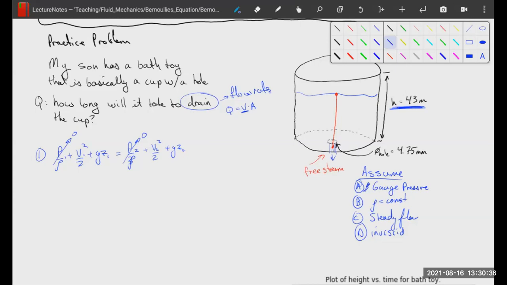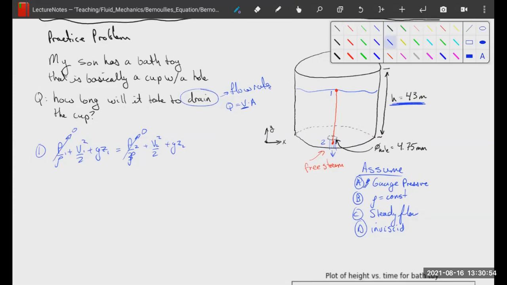Okay, so we're also going to call point 2 here. Let's label our point 2 and our point 1. We're going to create a coordinate system where y and x are 0, our datum is at point 2, and that makes our z2 equal to 0. Great, and so z1 is actually going to become our H. It's our variable in this case. As our cup drains, H will decrease, right? And our velocities are unknown.